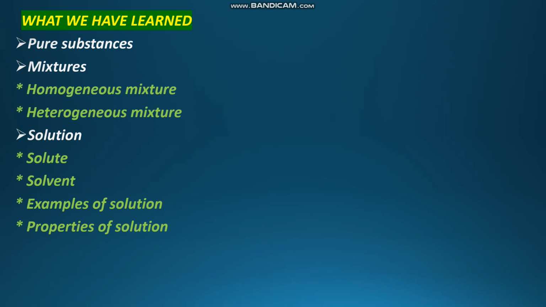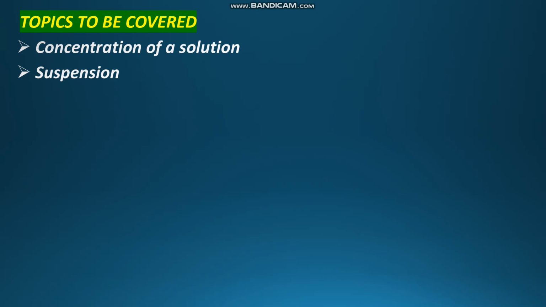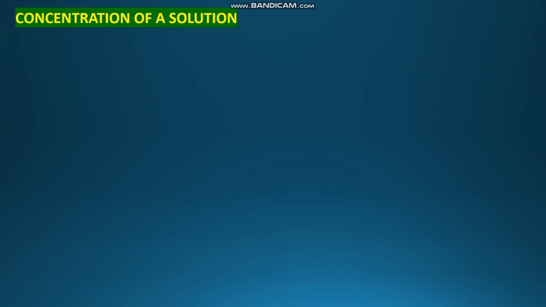We learned two types of mixtures, homogeneous mixture and heterogeneous mixture. Then we learned what is a solution. Under the term solution, we have learned the terms solute, solvent. Then we learned examples of solution and the properties of a solution. Today we are going to learn what is meant by concentration of a solution and what is a suspension.